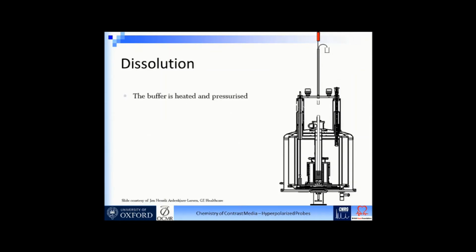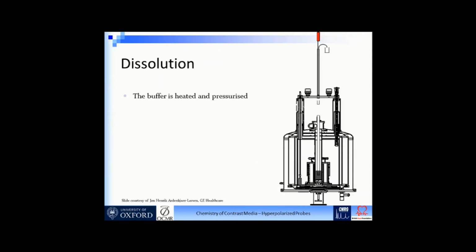You then take a buffer solution that you're going to use to melt that hyperpolarized sample. So in the situation where this is an acid, you very often use sodium hydroxide here to neutralize the pH. And you'll heat that up and pressurize it. So you tend to heat it up to about 200 degrees C, pressurize it to about 10 bar. So it's very, very hot and pressurized up there.